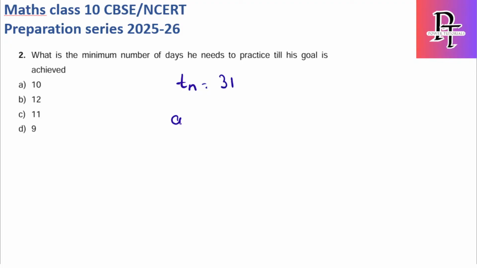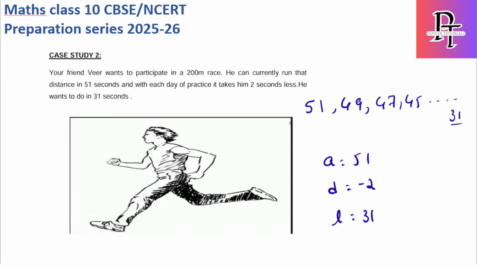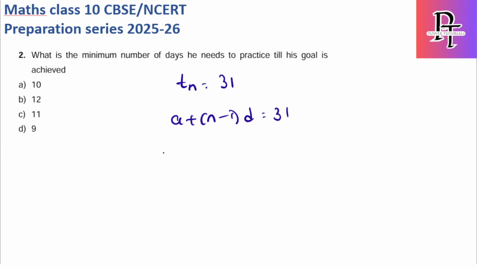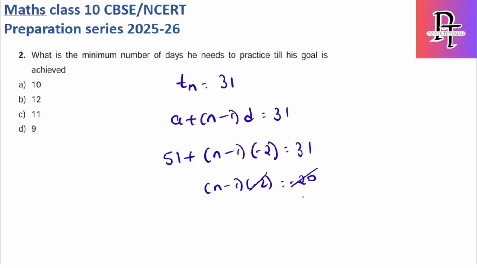So a plus n minus 1 into d is equal to 31. A value is how much? 51 seconds. So it is 51 plus n minus 1 into minus 2 is equal to 31. So n minus 1 into minus 2 is 31 minus 51, which is minus 20, so 2 ones, 2 tens. So the n value is 11. So minimum he has to practice 11 days to get his target, that is 31 seconds.